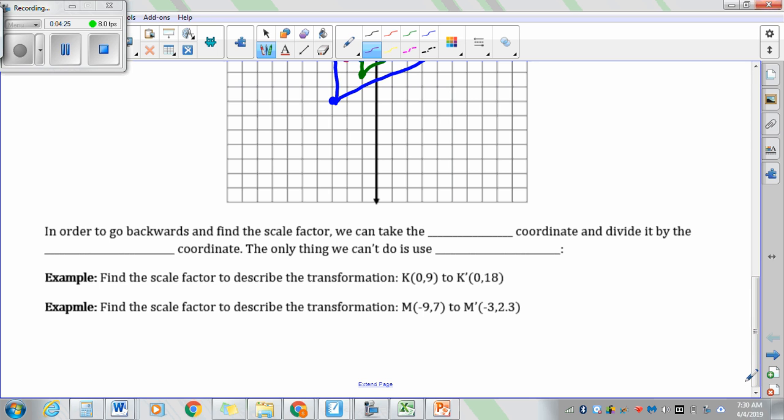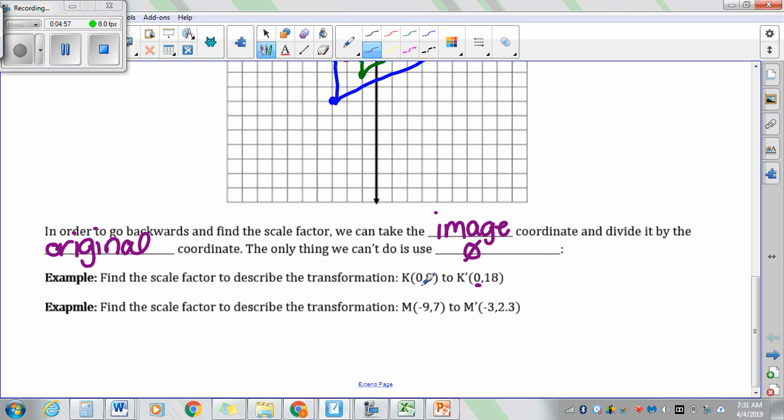So down here I said in order to go backwards and find the scale factor, we can take the image coordinate, so that would be the prime coordinate, right, the one that has the apostrophe after it, and divide it by the original coordinate. So I'm just going to pick both the x values, or I'm going to pick both the y values, something like that. The only thing you can't do is you can't use 0, because notice that above 0 never changed, so that won't make a difference. So find the scale factor to describe the transformation, K to K prime.